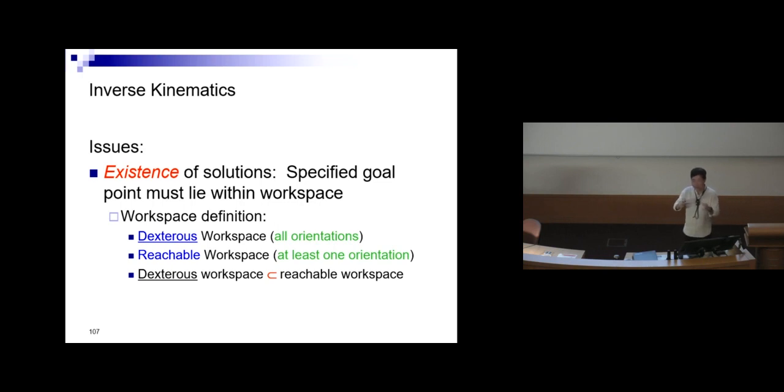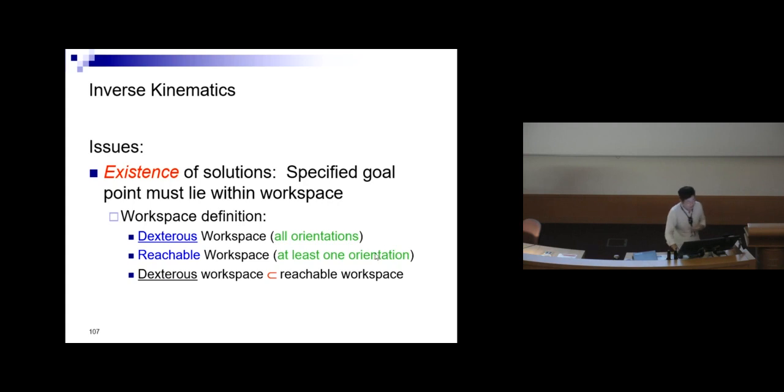If you look at solving this, it becomes a nonlinear problem. When you solve a nonlinear problem, the first thing to ask is whether a solution exists. The existence of the solution means that the specific goal point must lie within the workspace. If it's not within the workspace, you will not have a solution. So when you do the inverse kinematic problem, you're actually dealing with a workspace problem.